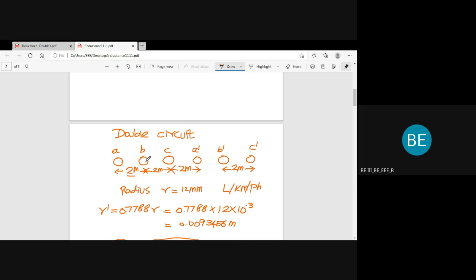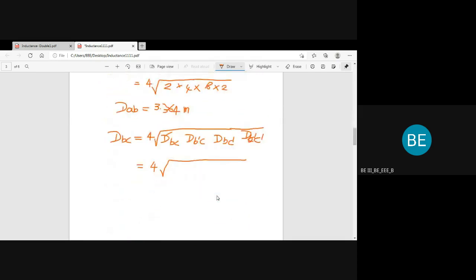Then B to C dash is 8 meters. Then B dash to C is 4 meters. It will be a similar case. So 2 into 4 into 8 into 2. So you will get the same answer. It will be 3.364 meter.